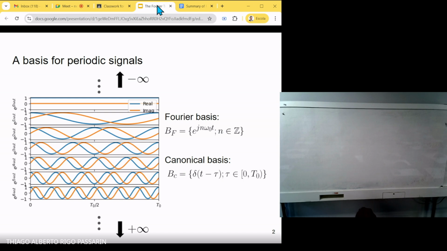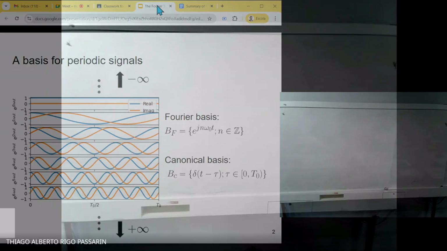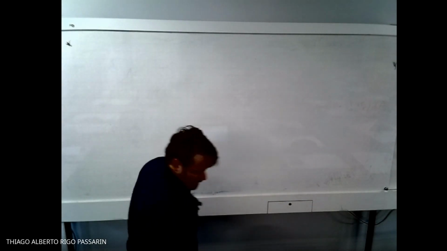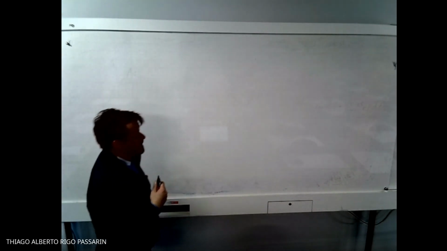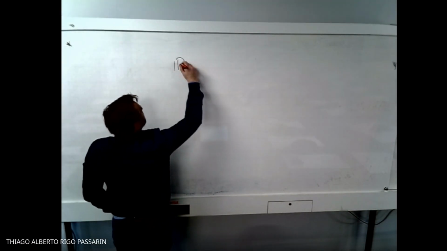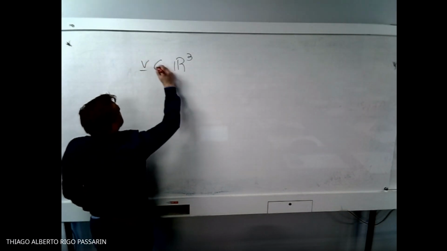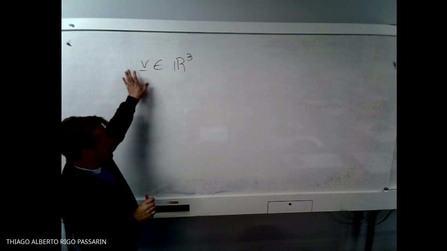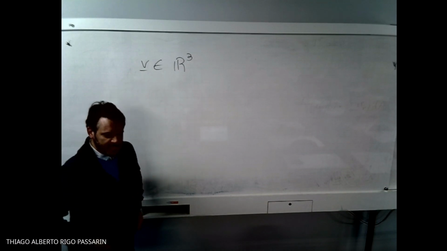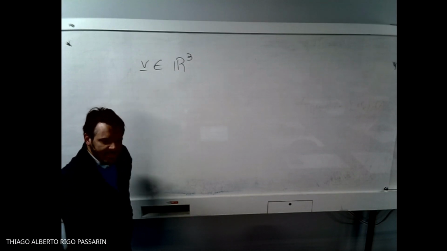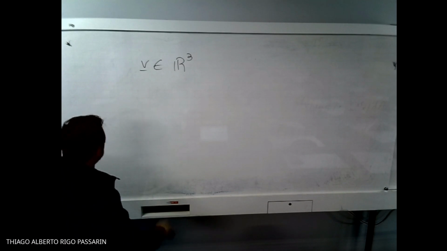So you might remember the idea of a basis for a vector space, right? Let's remember some concepts. Say I want to create a basis for R3. My vectors will all belong to R3. I want to create a basis for these vectors. How many vectors do I need? 3. I need 3 vectors.